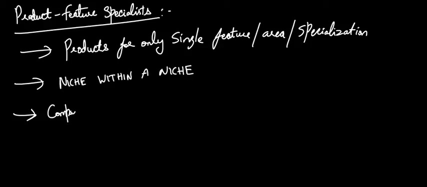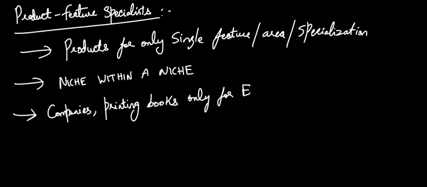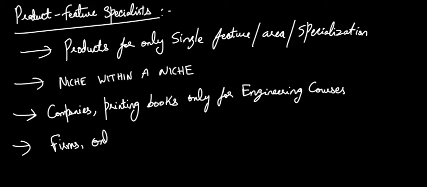There are some companies which print books only for engineering courses. Books only for engineering courses. And there are book firms which cater only to literature. So these are product feature specialists, in which it creates a niche within a particular niche.